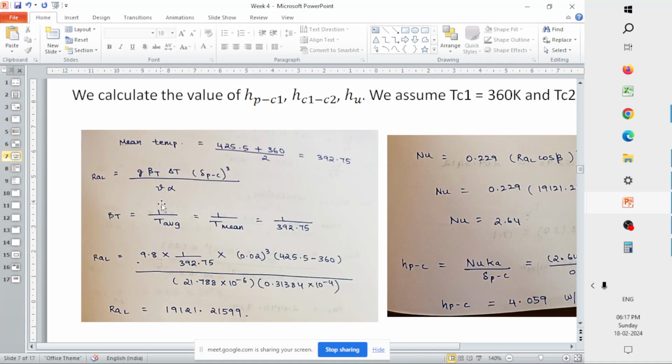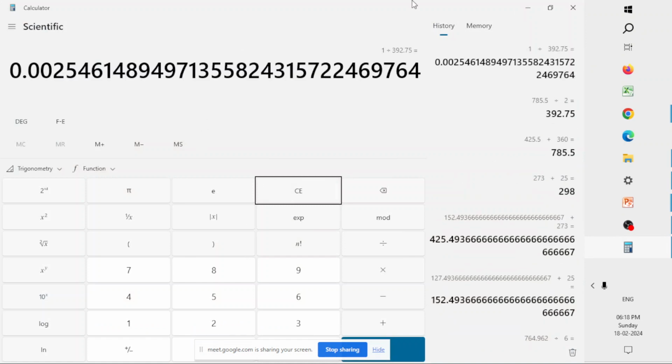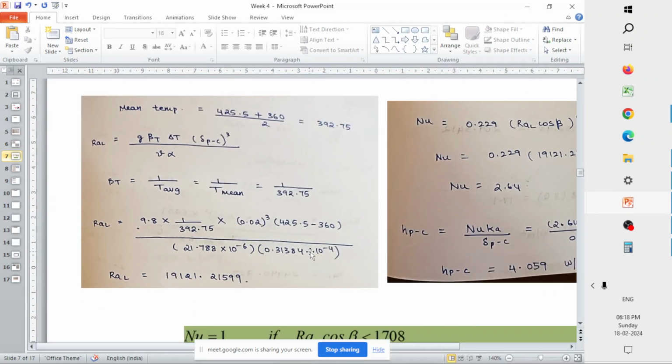So beta T is nothing but 1 by T average or 1 by T mean, which is nothing but 1 by 392.75, which will be approximately 0.0025. Since there are already denominators there, I am just going to leave it as 1 by 392.75. So g is your gravitational constant 9.8 or 9.81. Beta T is 1 by T average, so we keep it as 1 by 392.75, times your delta T.